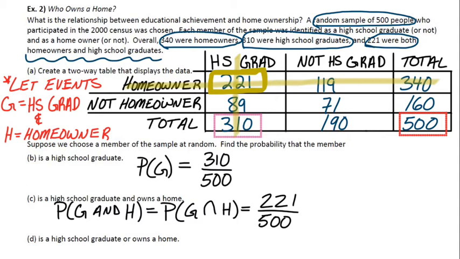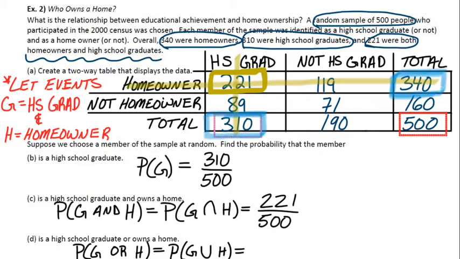And then part D says, what's the probability that that randomly chosen member is a high school grad or owns a home? So either one of those will work for us. So that's the probability of G or H. Or if we use our AP notation, that's the probability of G union H. So either one of those would work.